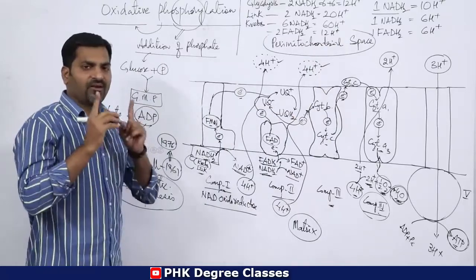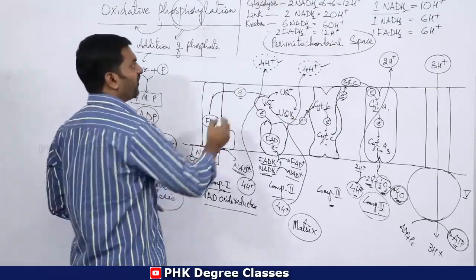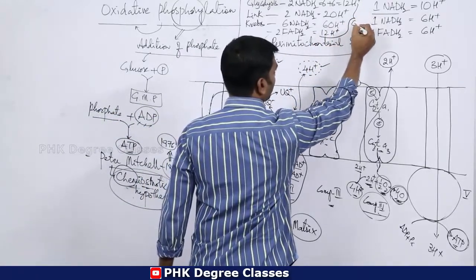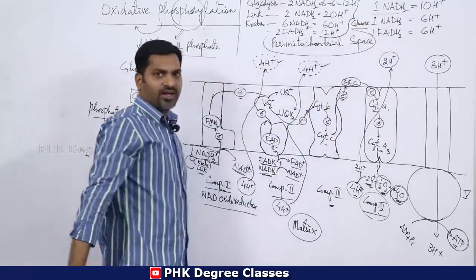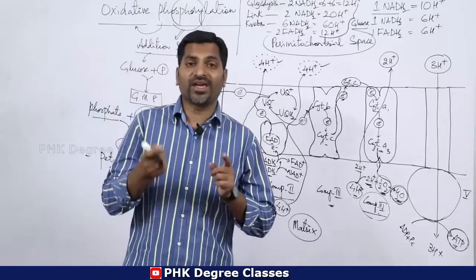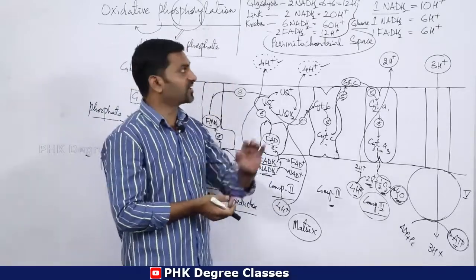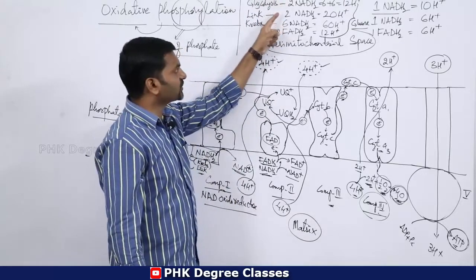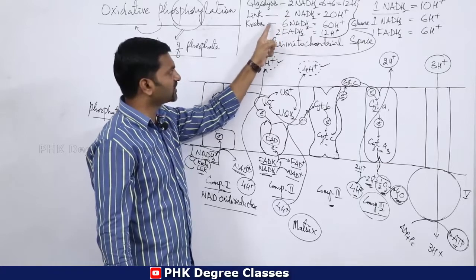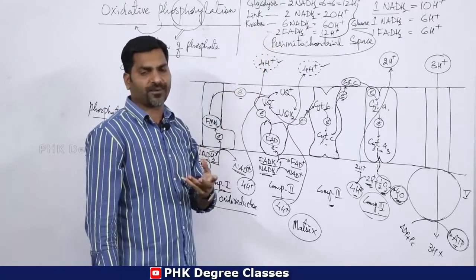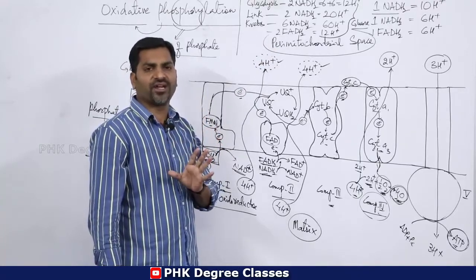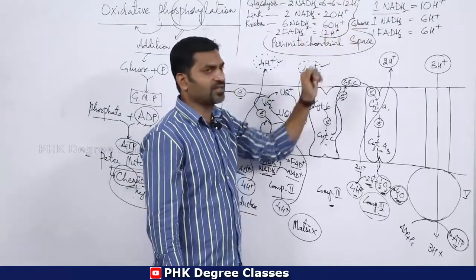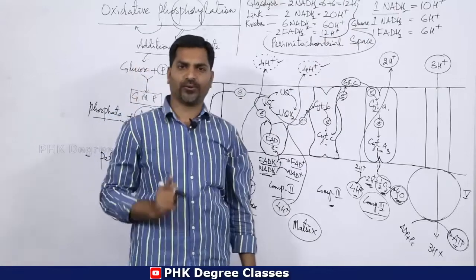Okay, clear? The total number of protons is equivalent to 1 glucose molecule. If one glucose molecule enters aerobic respiration through the different stages, that is glycolysis, link reaction and Krebs cycle, there will be formation of 2 NADH2 in glycolysis, 2 NADH2 in link reaction, 6 NADH2 in Krebs cycle, and 2 FADH2 in Krebs cycle. All the NADH2 and all the FADH2 will give rise to the total number of protons equivalent to 1 glucose molecule.